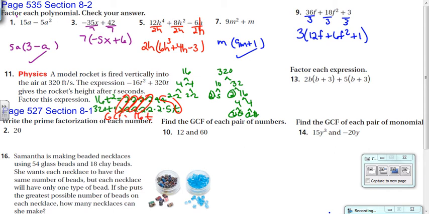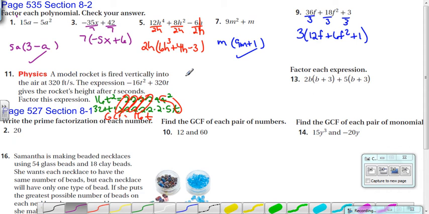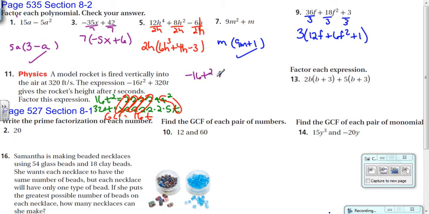So that makes my GCF, 2 times 2 is 4, 4 times 2 is 8, 8 times 2 is 16t. So I can divide out a 16t from each term. So if I take negative 16t squared plus 320t, I can divide each of these by 16t. So my greatest common factor was 16t, then what goes in the parentheses is what I get when I divide out a 16t. So negative 16 divided by 16 is negative 1. T squared divided by t is t. 320 divided by 16 is 20. And then the t's cross out.